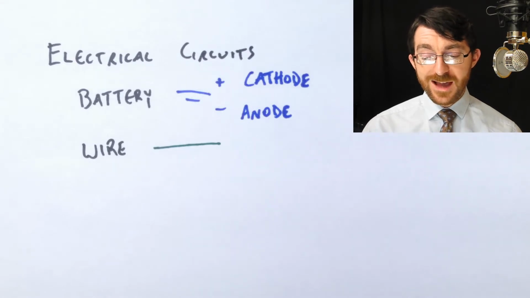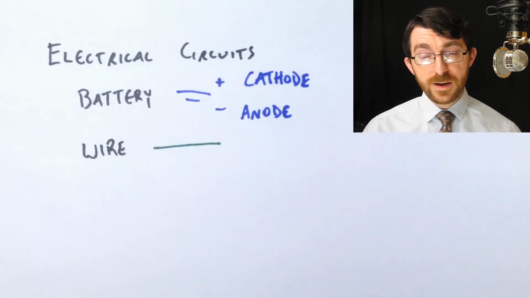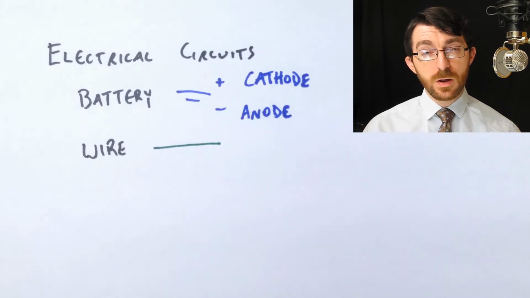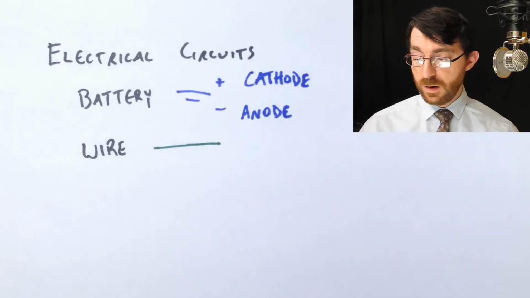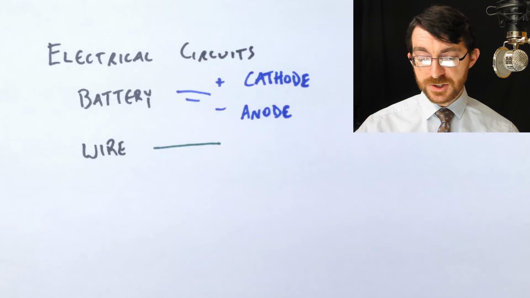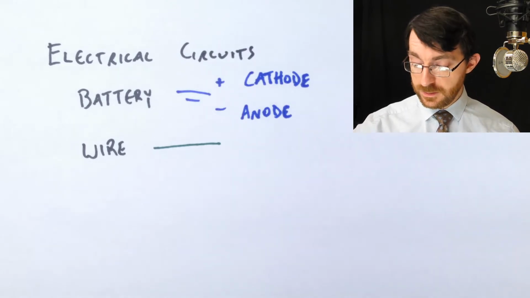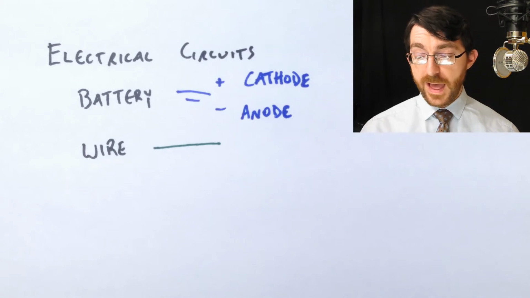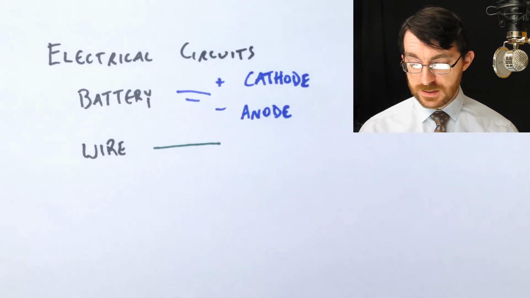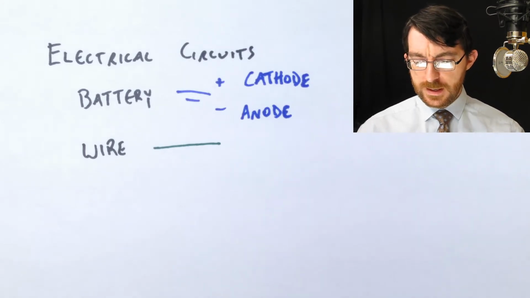So the idealized version of the wire is that it conducts electricity perfectly. There's no loss of energy, there's no waste, no entropy. It's just perfect 100% efficient transmission of energy. Anyway, let's go ahead and make a circuit and use these in the picture.